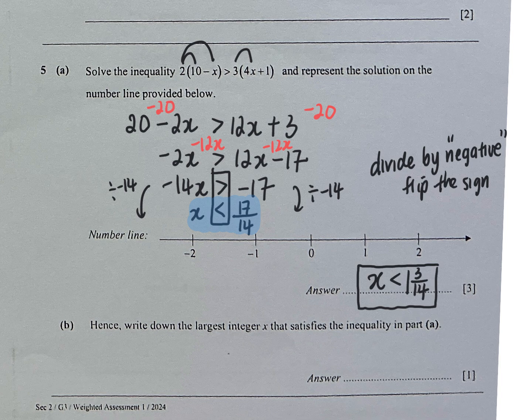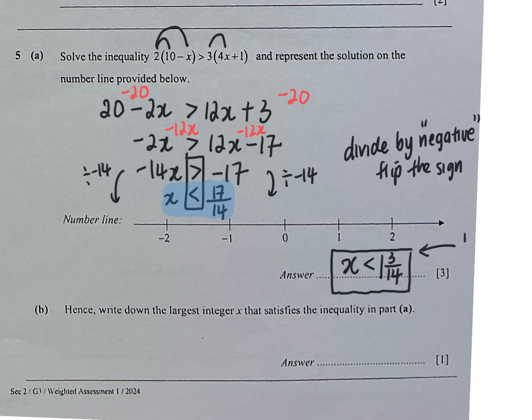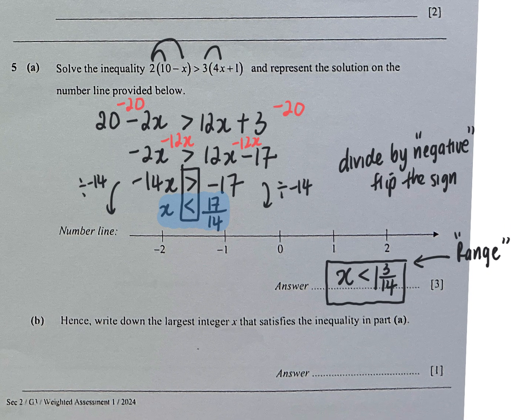Then you are losing precious marks. So remember, inequality, your answer is a range. The whole range is your answer. So how to draw this? 1 and 3 over 14. 3 over 14 is 0.2. So somewhere here. 0.2 is somewhere here. So you write 1 and 3 out of 14 here. Draw a hollow circle. You want the part that is less than that. So draw all the way. Your arrow draw long enough.